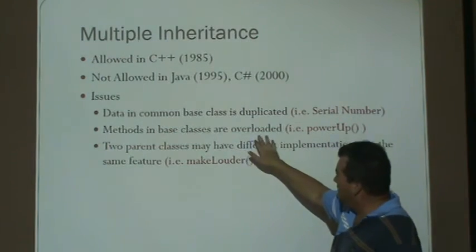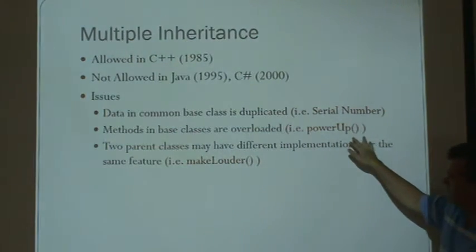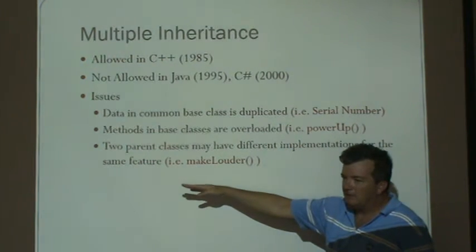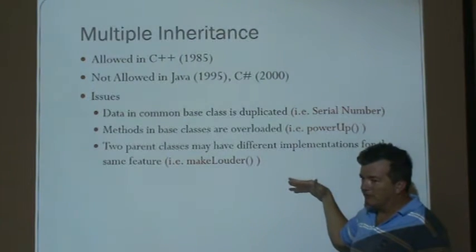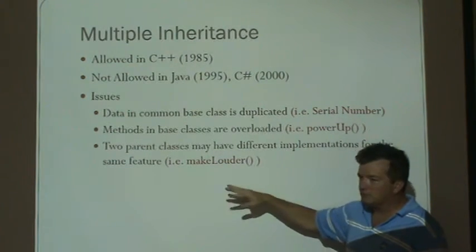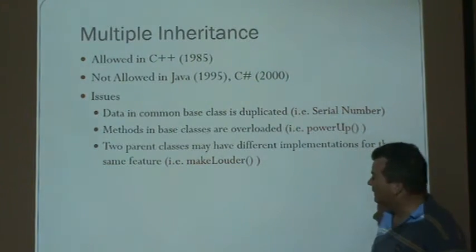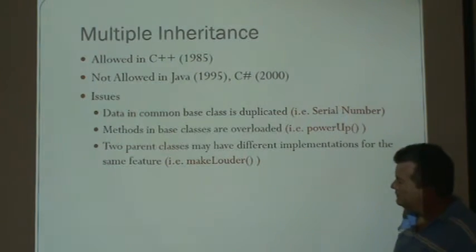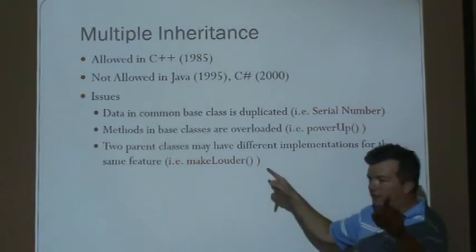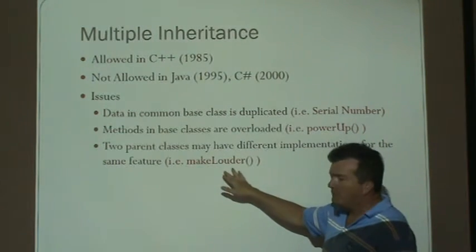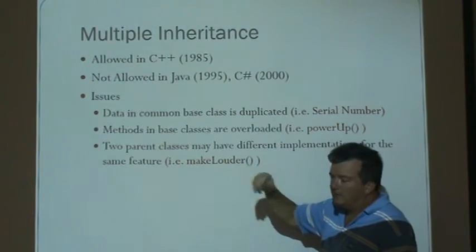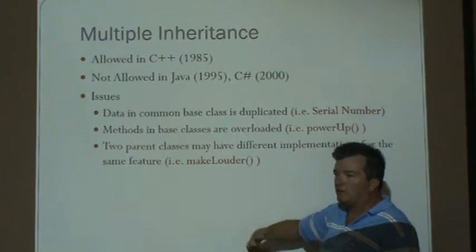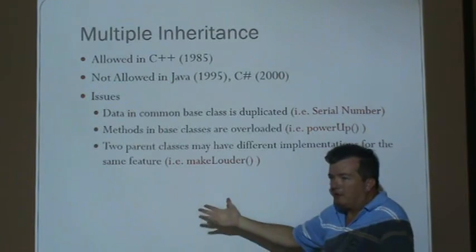Methods in a base class can be overridden. For example, you could have a power-up method in your base class, and then clock rewrites it, and maybe radio doesn't rewrite it. Now you don't know which one you want to call: the clock version, or for the radio, should you call the one that came from its base class? And then you could also have features in the two classes you're inheriting from, like clock and radio. Maybe they both have a method called make louder. For the clock it might make the alarm louder, and for the radio it might make the radio louder, and if you want to call make louder, which one do you call?